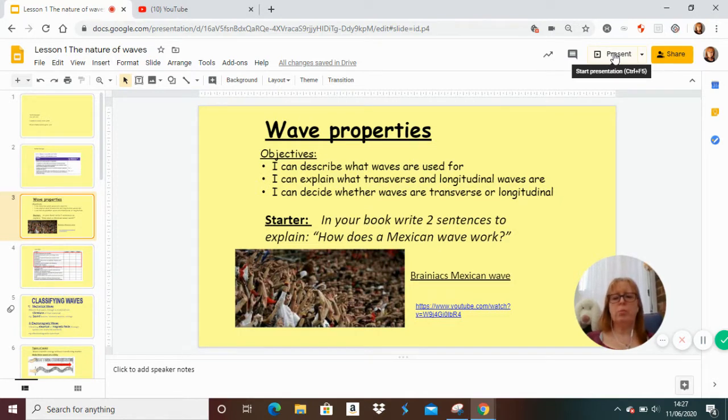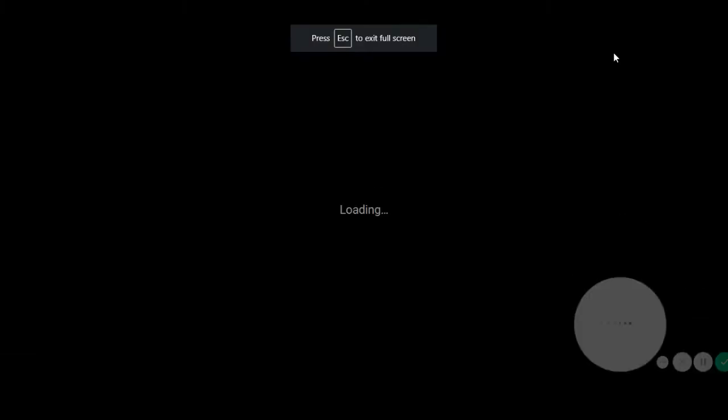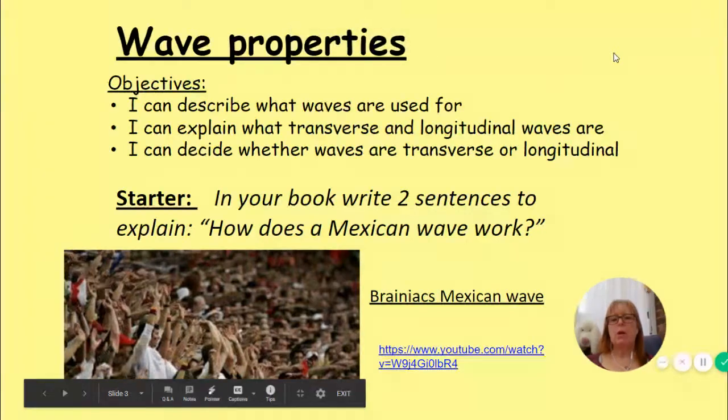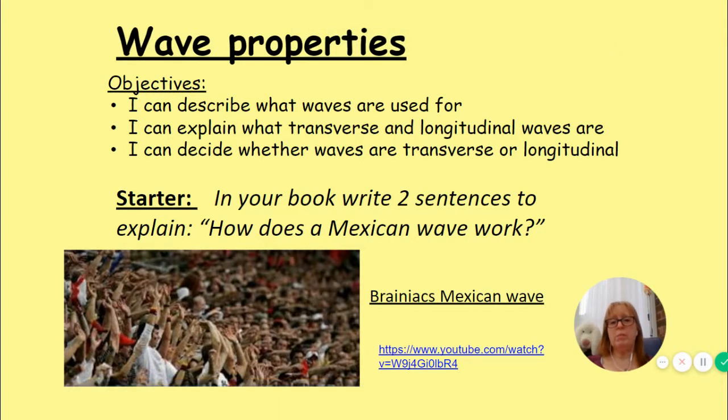So we're looking at wave properties today. So here we go with wave properties. What we're going to look at is what waves are used for, transverse and longitudinal waves, and what's the difference between those two. We need to know especially what a transverse wave is, how the particles move, what a longitudinal wave is, how the bits of that move. The basic idea is how do you know whether something's transverse or longitudinal.